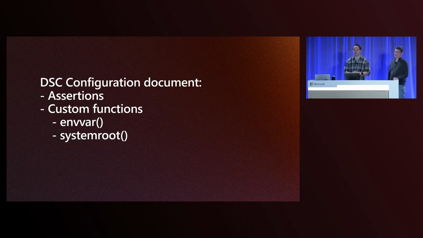We've also started adding new custom functions that don't exist in ARM. So for example, you may want to get the environment variable like path or program files, whatever the case may be, the path to a resource, right? So you can do that. And also we have this new one called system root.